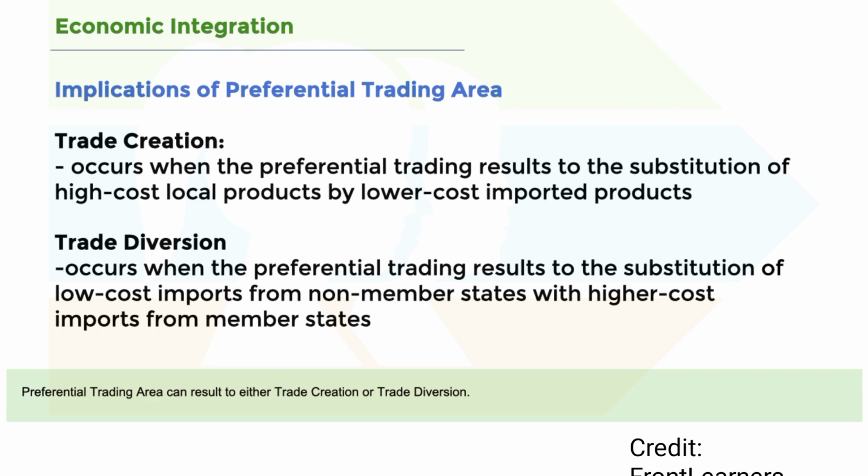Preferential trading area can result in either trade creation or trade diversion. When we say trade creation, it occurs when the preferential trading results in the substitution of high-cost local products by lower-cost imported products. Trade diversion occurs when the preferential trading results in the substitution of low-cost imports from non-member states with higher cost imports from member states.